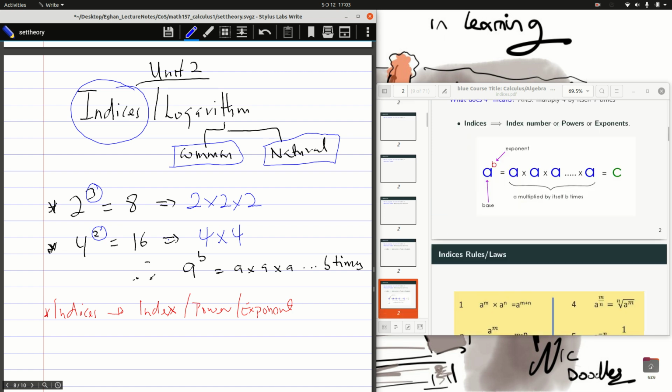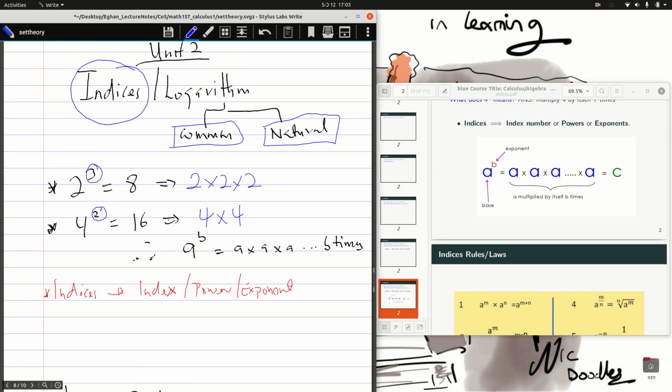So indices is simply, I can use the word index or the power or an exponent, written in this form. If I have a to the power b, or a to the index b, a to the exponent b, it means I'm multiplying a b times. And that is all about indices. It is a base raised to an index, or a base raised to an exponent, or a base raised to a power. We can express them in such form. So that is what I have on slide 2.